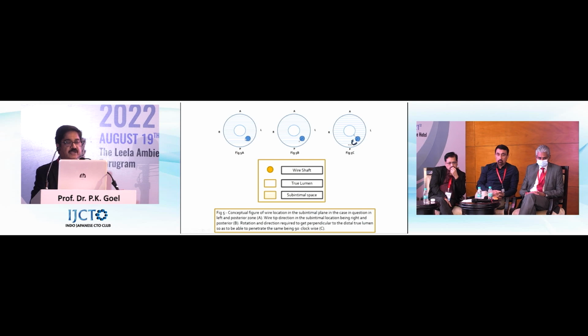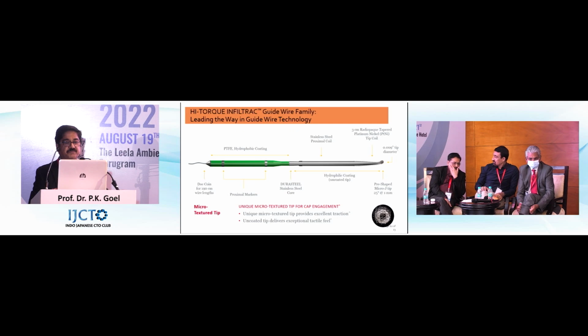like how much to rotate. So the wire is left and posterior, the tip is right and posterior. So once you locate that through the algorithm, you rotate it 90 degrees upwards, and you will be hitting towards the main lumen, and biplane sometimes helps in doing this better.